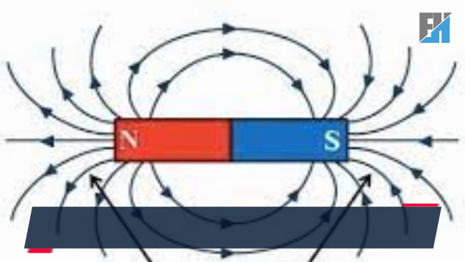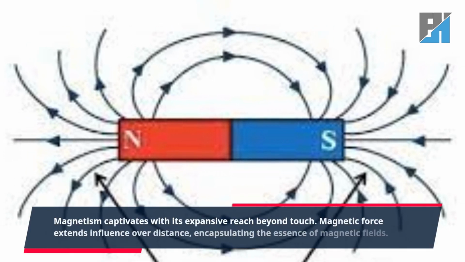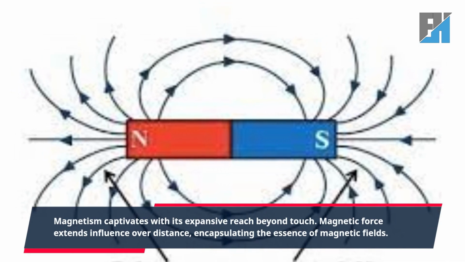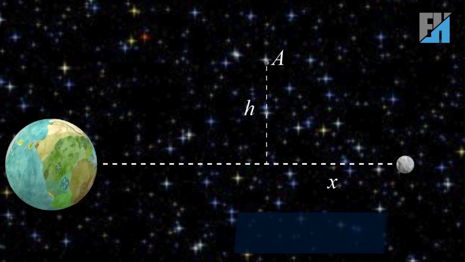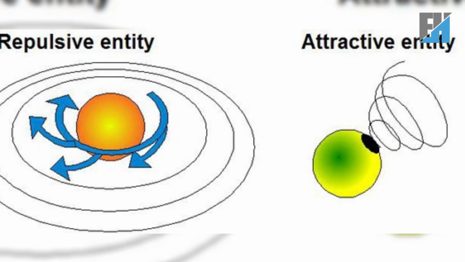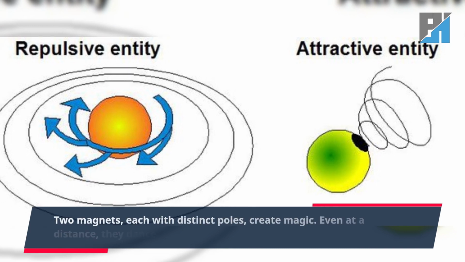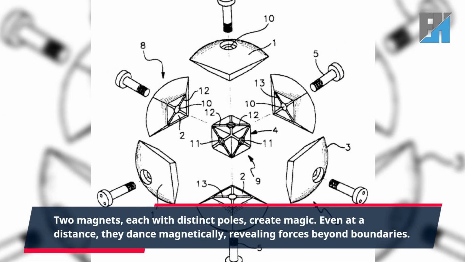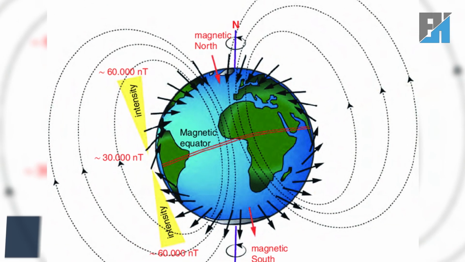Magnetism captivates with its expansive reach beyond touch. Magnetic force extends influence over distance, encapsulating the essence of magnetic fields. 3. Attraction across space. Two magnets, each with distinct poles, create magic. Even at a distance, they dance magnetically, revealing forces beyond boundaries.